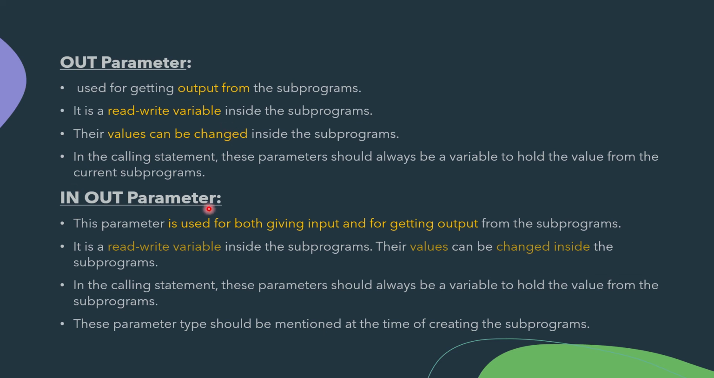Next is the IN OUT parameter. That is a combination of IN and OUT. It can be used for giving input to a subprogram, and the same parameter can be used for giving output from the subprogram. So we can read and write that particular variable inside the subprogram.